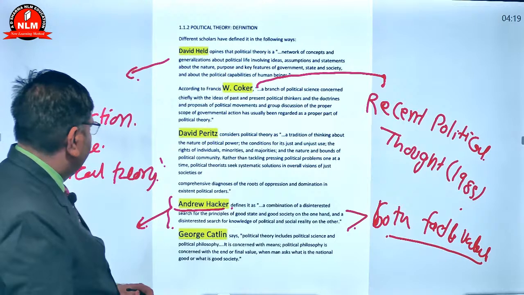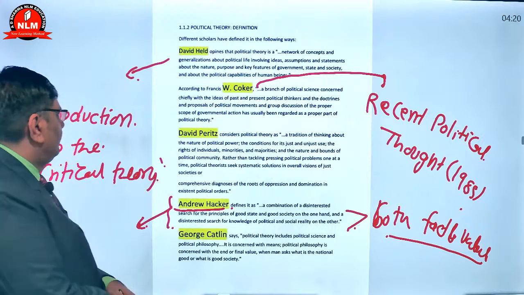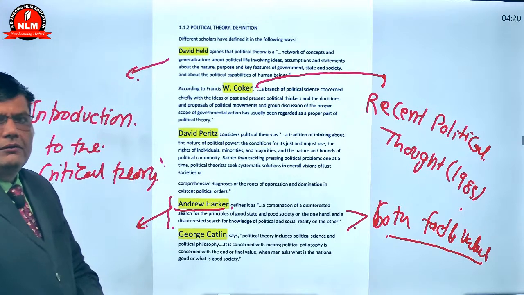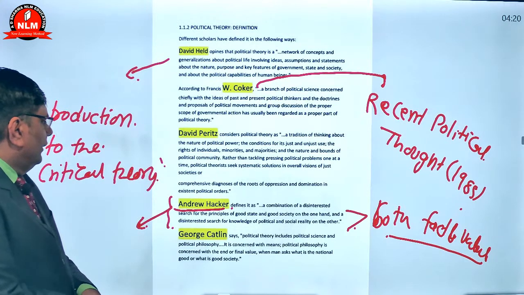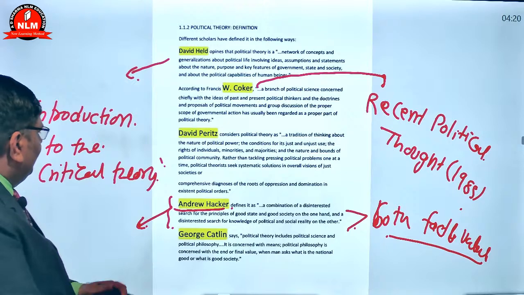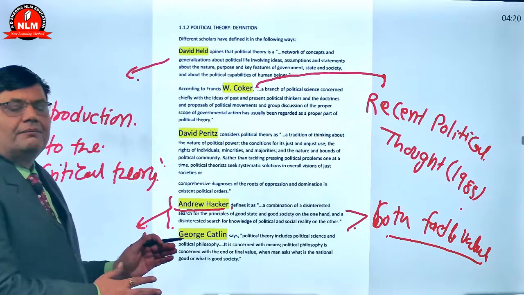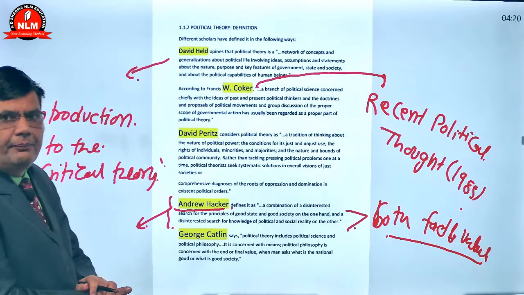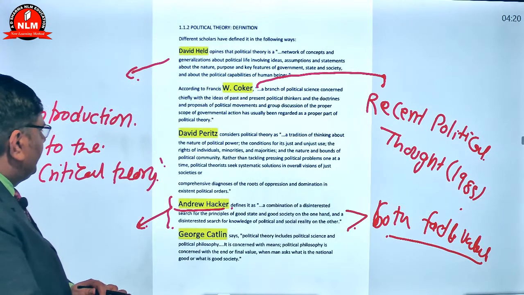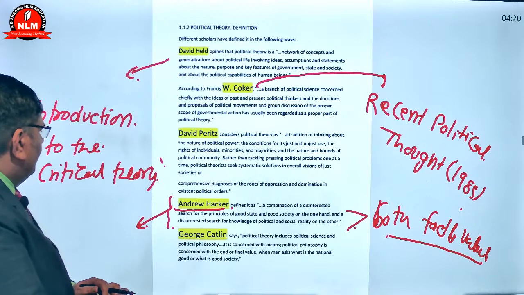The next thinker, George Catlin. George Catlin is a famous American political scientist. He defined political science as social control, public life control. He defined political theory as including political science and political philosophy. It means he also believed both types of political theory are important. Political philosophy is concerned with the end or final value, when men ask what is the national good or what is a good society.